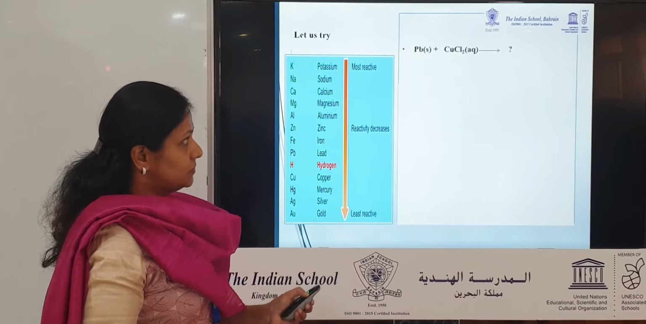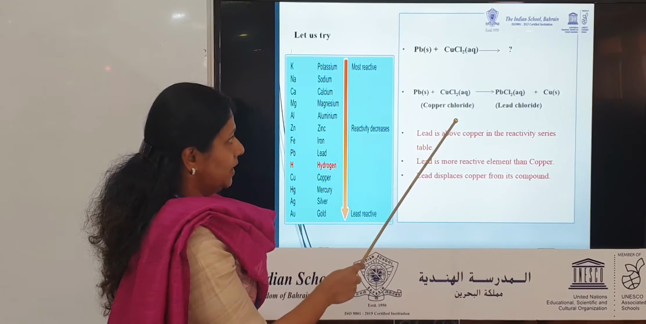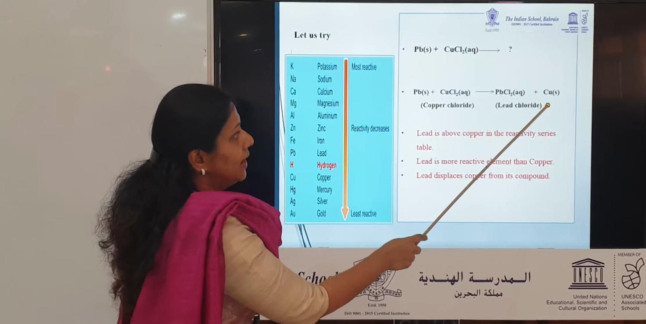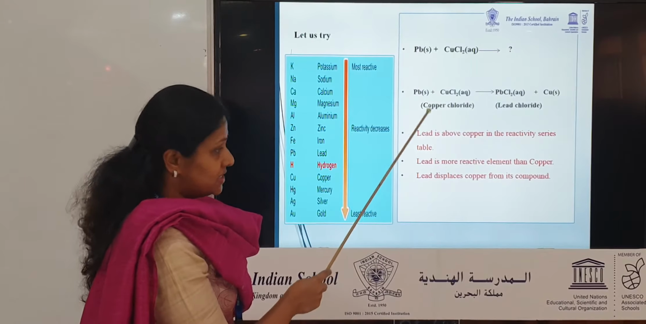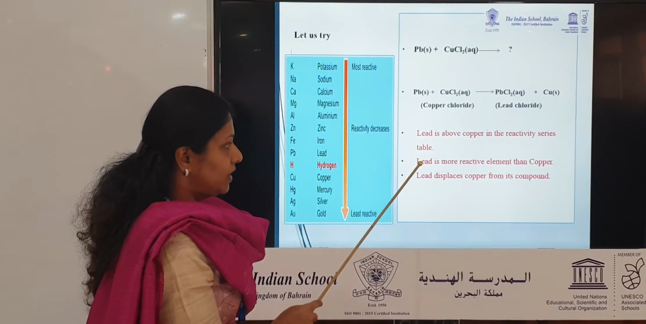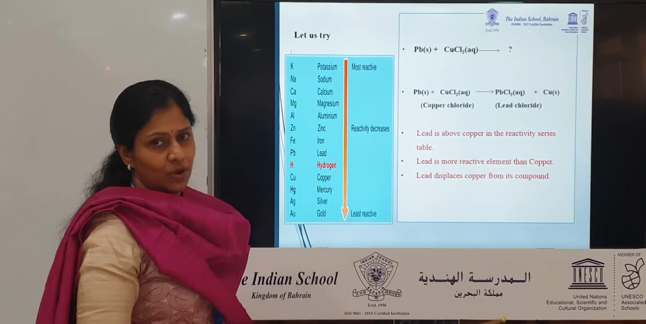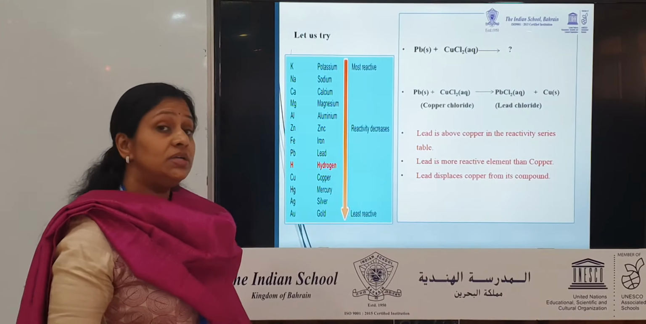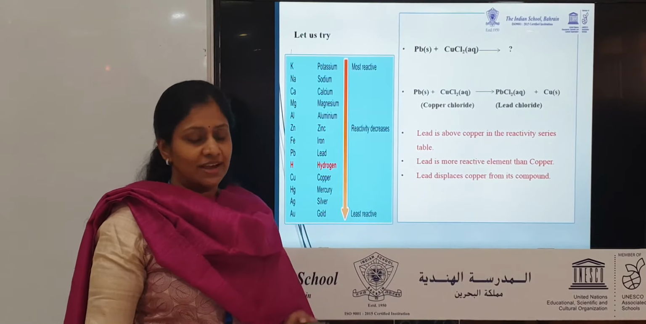So what is the reaction? Lead plus copper chloride. You are getting lead chloride and metallic copper. Lead is above copper in the reactivity series. Lead is more reactive element than copper. Lead displaces copper from its compound. So this is about displacement reaction. Now let us move to double displacement reaction.